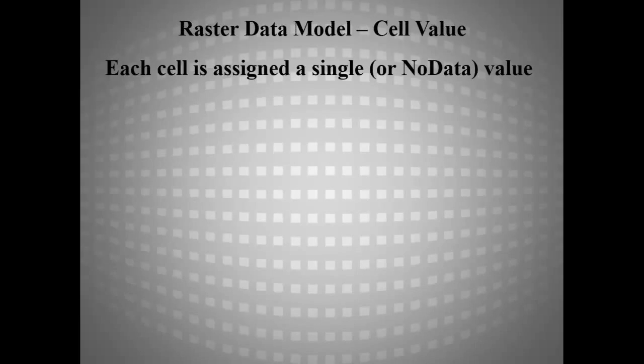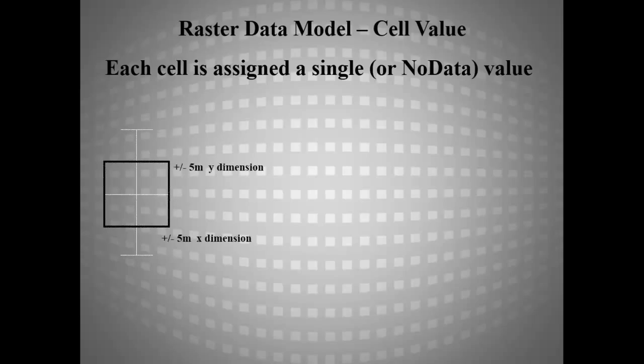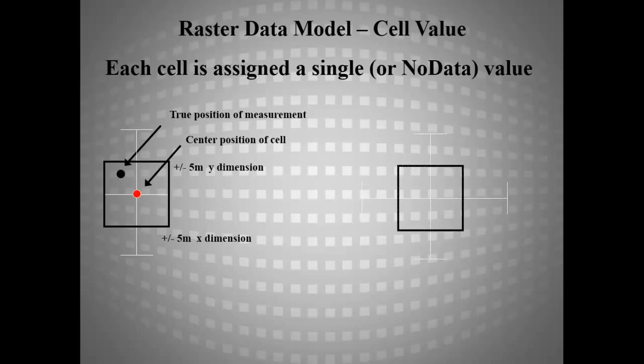Okay, each cell is assigned a single value or maybe a no data value. No data, remember, is just a special value the computer uses to tell the computer that there's no data for that cell. So here we have a 10 meter by 10 meter square cell, and you can imagine that there might be a measurement that was taken somewhere inside of that cell. And the entire cell is going to be assigned the value of that point. But in general, you can think of cells as points that are at the center of the cell. So there's going to be a positioning issue with measurements that are taken within a cell that don't actually fall at the center of the cell.